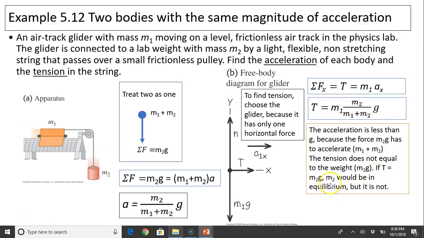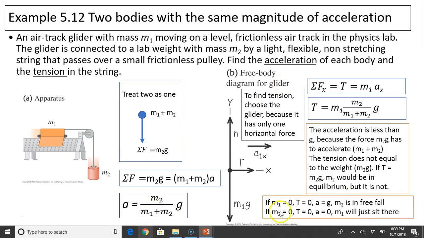If tension equals m2g, what would happen? m2 wouldn't accelerate at all. m2 would be in equilibrium. But we know that's not true. We know they are both accelerating. Special cases: if m1 equals 0, then tension would be 0. m2 would be in free fall, so acceleration equals g, or negative g. Next, if m2 equals 0, then there is no tension to pull m1, so m1 would just be sitting there by itself.